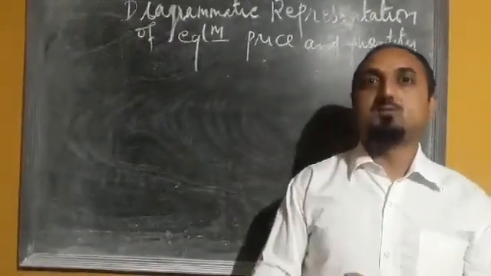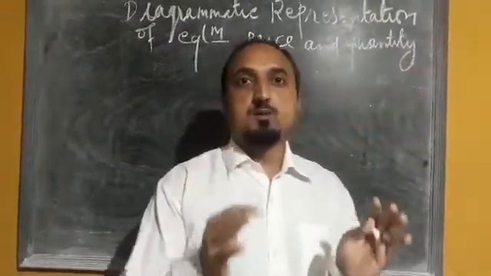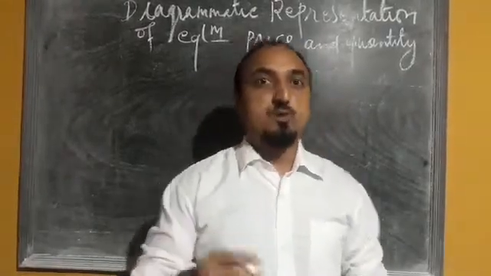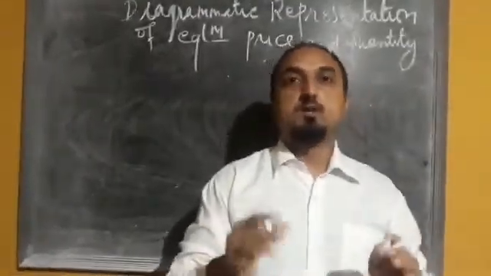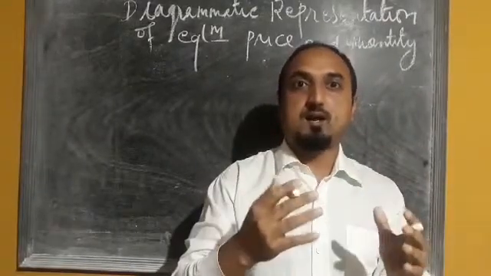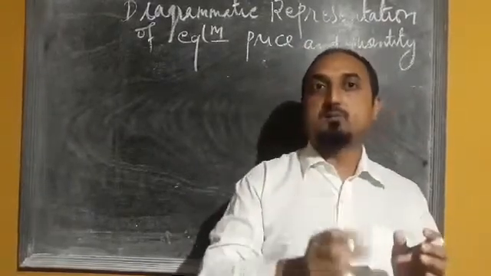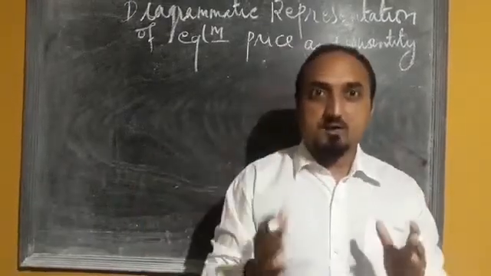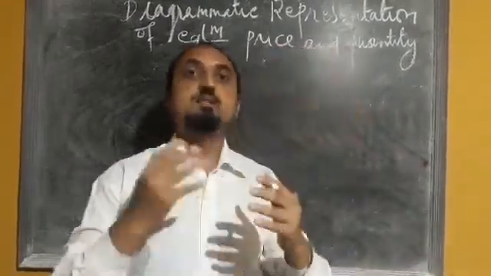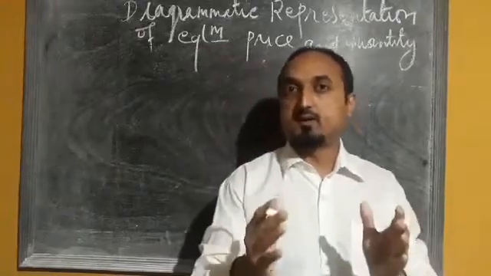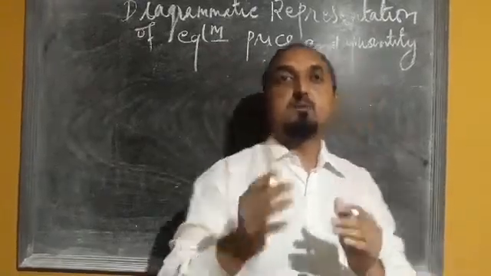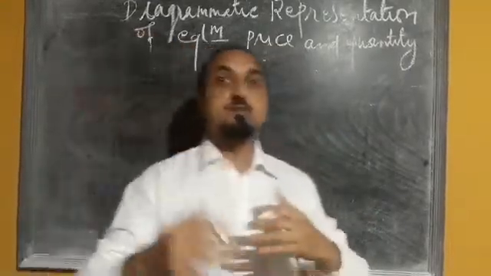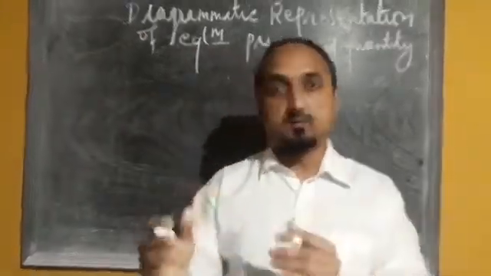So in last class we had discussed the equilibrium price and equilibrium quantity in a competitive market. We had taken one numerical example, and with the help of that we had explained the equilibrium price and equilibrium quantity in a competitive market. The same concept can also be explained with the help of a diagram. That is called the diagrammatic representation of equilibrium price and equilibrium quantity.